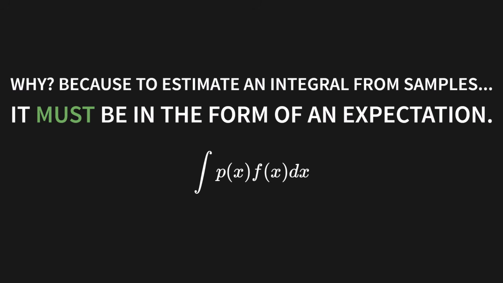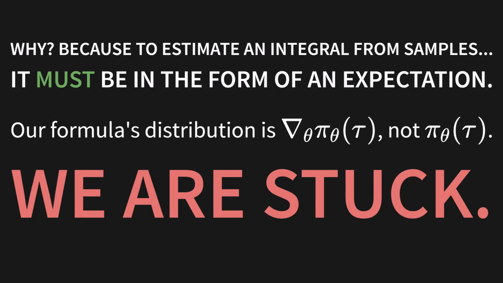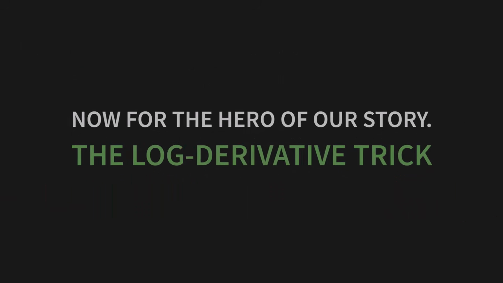Why? Because to estimate an integral from samples, it must be in the form of an expectation. It has to look like the integral of some probability distribution p of x times some function f of x. That's the only way Monte Carlo estimation works. But look at our formula. The distribution part is the gradient of pi theta, not pi theta itself. We know how to sample from our policy, pi theta, but we have no idea how to sample from the gradient of our policy. We are completely stuck.